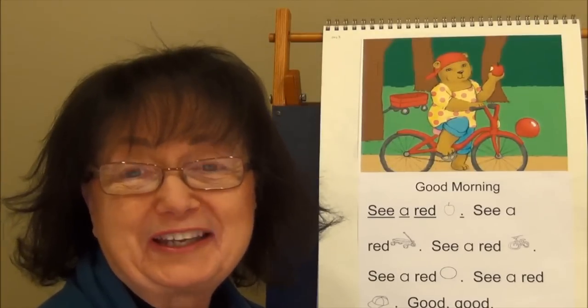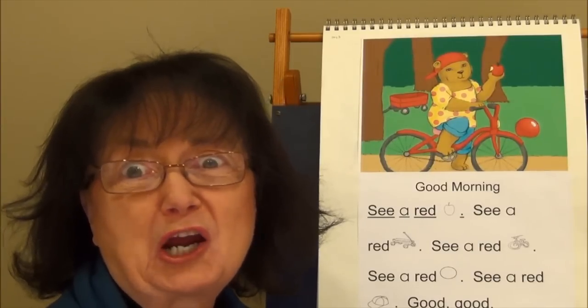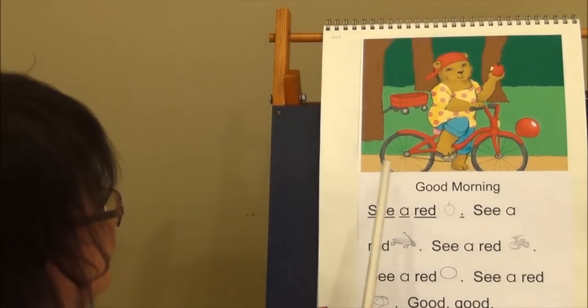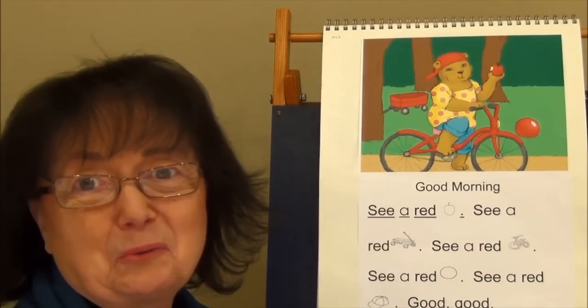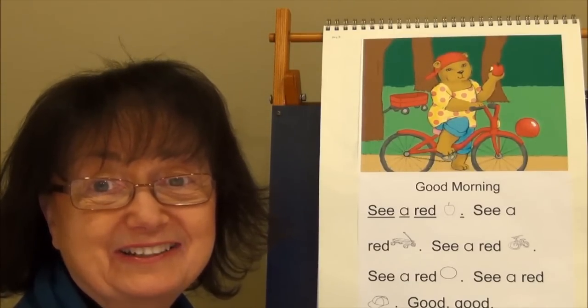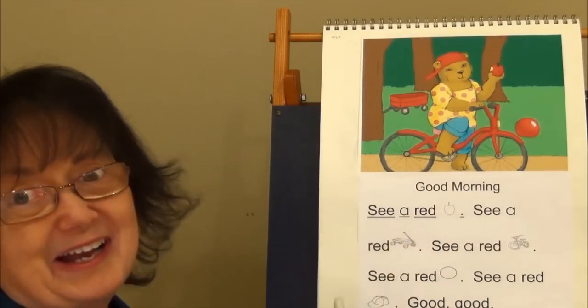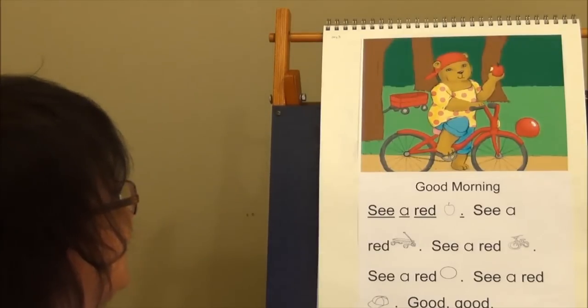Today's new story is day 3. Let's look at our illustration or our picture first, all right? It looks like she's having fun riding her bike, doesn't it? All right? And what is this that she's eating? An apple, all right?